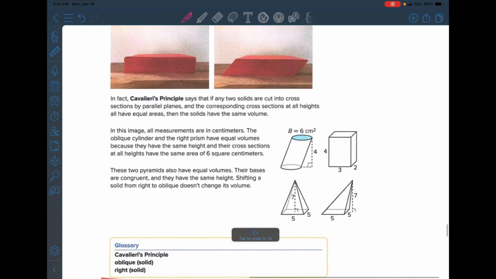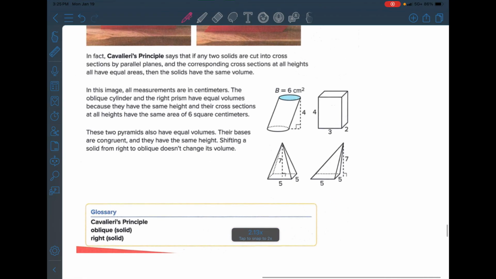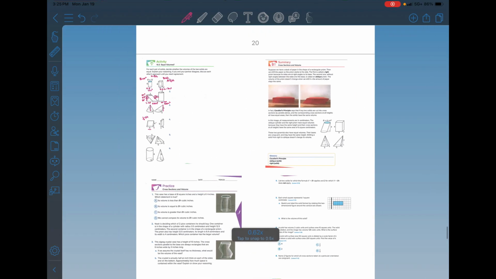All right, so the summary of this is if you have the same area of the base, capital B, and you have the same height, regardless if it's oblique or not, you are going to have the same volume.